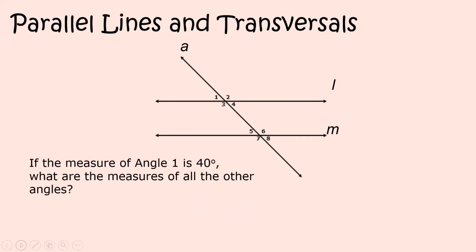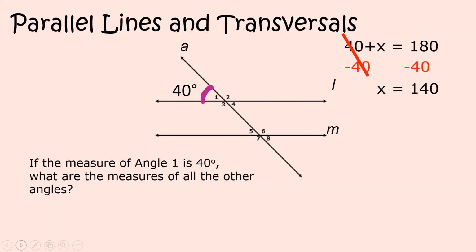So if the measure of angle 1 is 40, what is the measure of all the other angles? Well, if you remember from the previous slide, we solved for x, which was 140. So angle 1 is 40, angle 2 is 140. Remember we talked about vertical angles. So if 1 is 40, then that means that 4 is going to be 40, right?